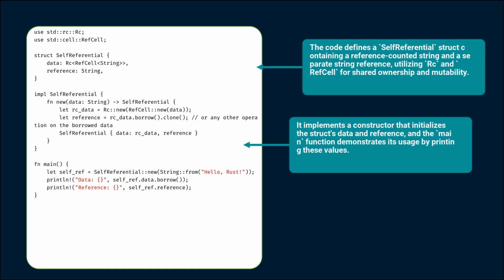In the SelfReferential implementation, we have a new function that initializes our struct. Inside this function, we create an Rc<RefCell<String>>, allowing us to share mutable string data safely. By cloning this data to set the reference, we ensure our struct maintains a valid but independent snapshot of the string content when created. In the main function, we instantiate the SelfReferential struct and pass a string to it. Then we proceed to print both the string data from the data field and the reference. This snippet demonstrates how to access the interior data referenced by Rc while adhering to Rust's strict borrowing rules, showcasing the elegance of our solution to managing self-referential structs effectively.